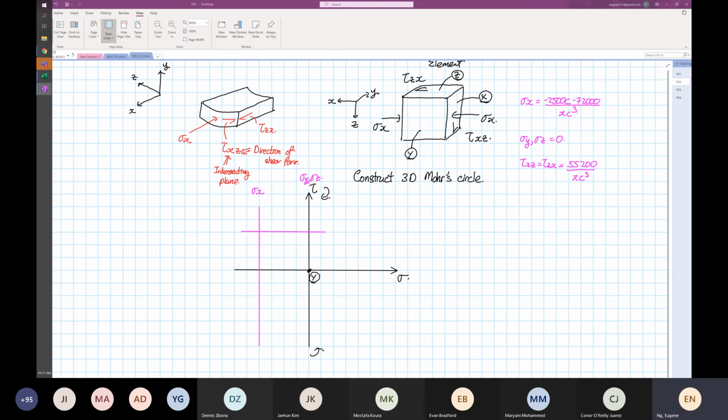So just to quickly recap, if you look at point X, the shear stress over here for point X is going to generate an element rotation in the what? In the clockwise direction. Okay, so from there, you know that this is your point X, and this is your point Z. So from here, we're going to draw a straight line. After we have drawn a straight line, we're going to construct a circle now.